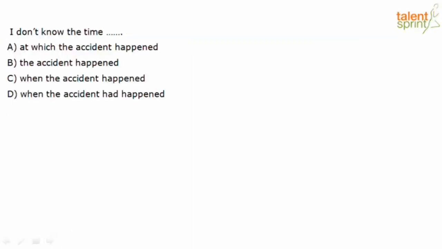I don't know the time. And then we have constructions A, B, C, D. A, at which the accident happened. B, the accident happened. C, when the accident happened. D, when the accident had happened.